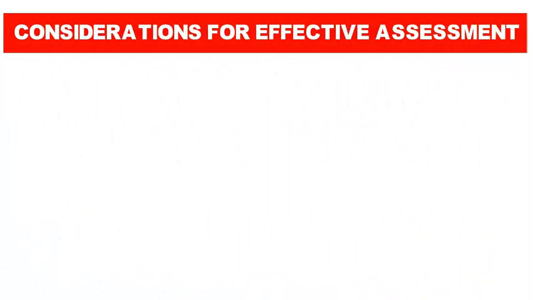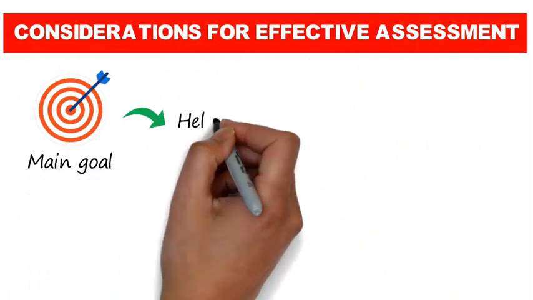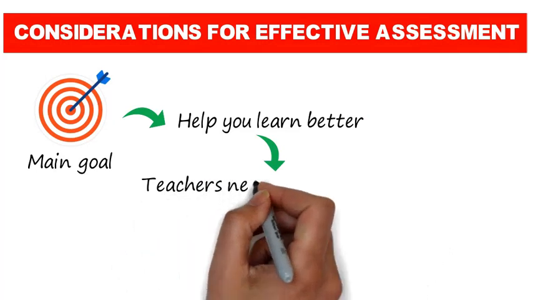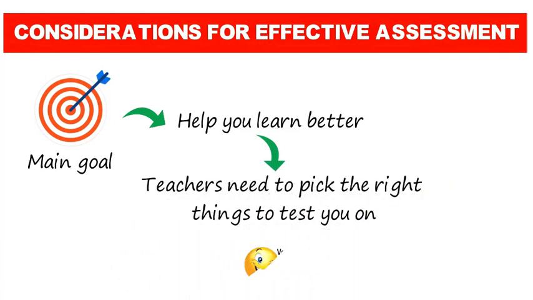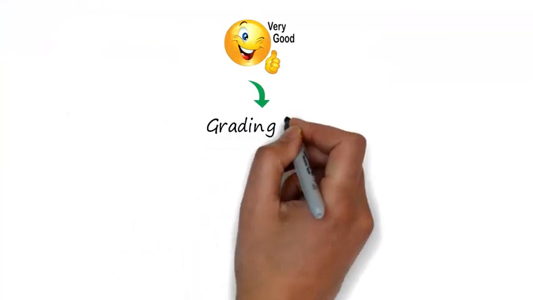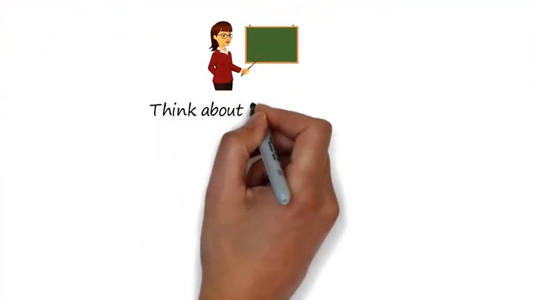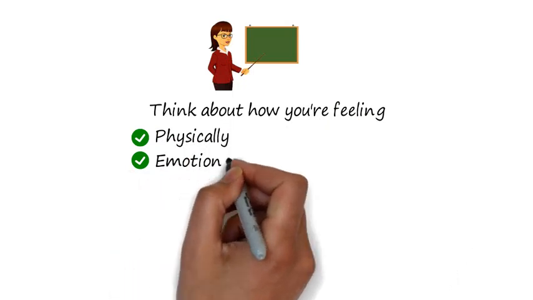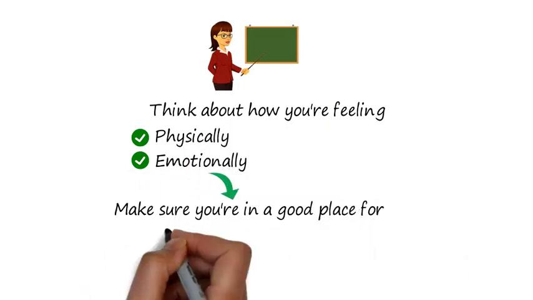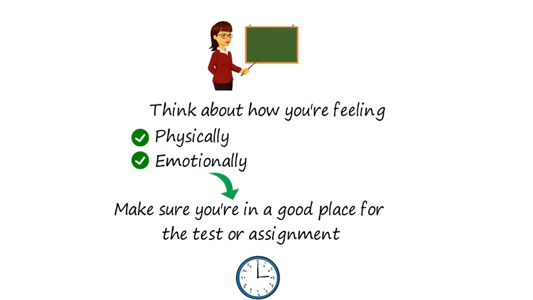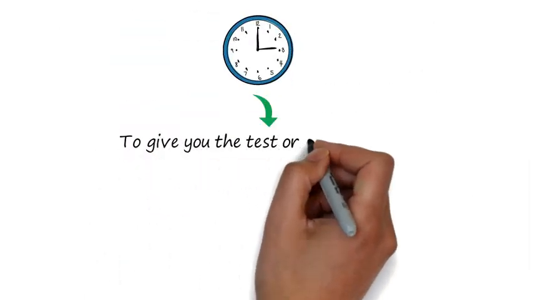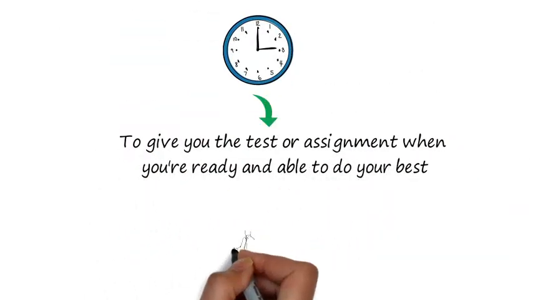Considerations for effective assessment. The main goal is to help you learn better, so your teachers need to pick the right things to test you on. They also need to be good at grading fairly and not letting their own opinions affect the results. Your teachers will think about how you're feeling physically and emotionally, and make sure you're in a good place for the test or assignment. They'll also choose a good time to give you the test or assignment when you're ready and able to do your best.